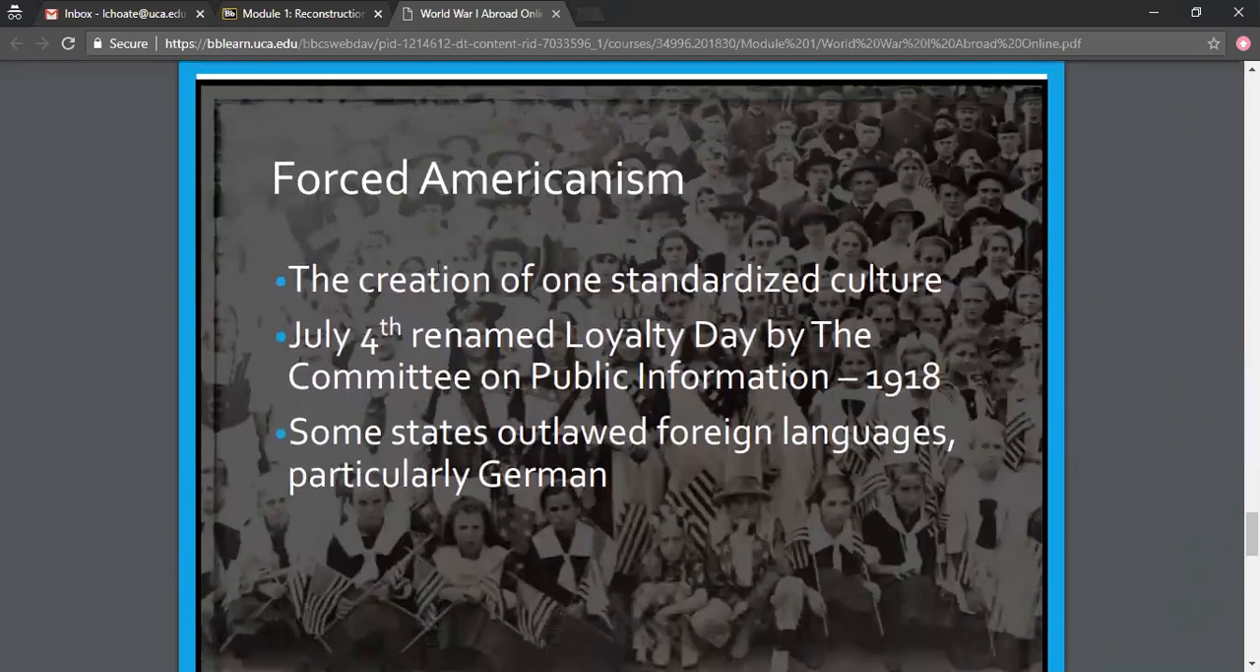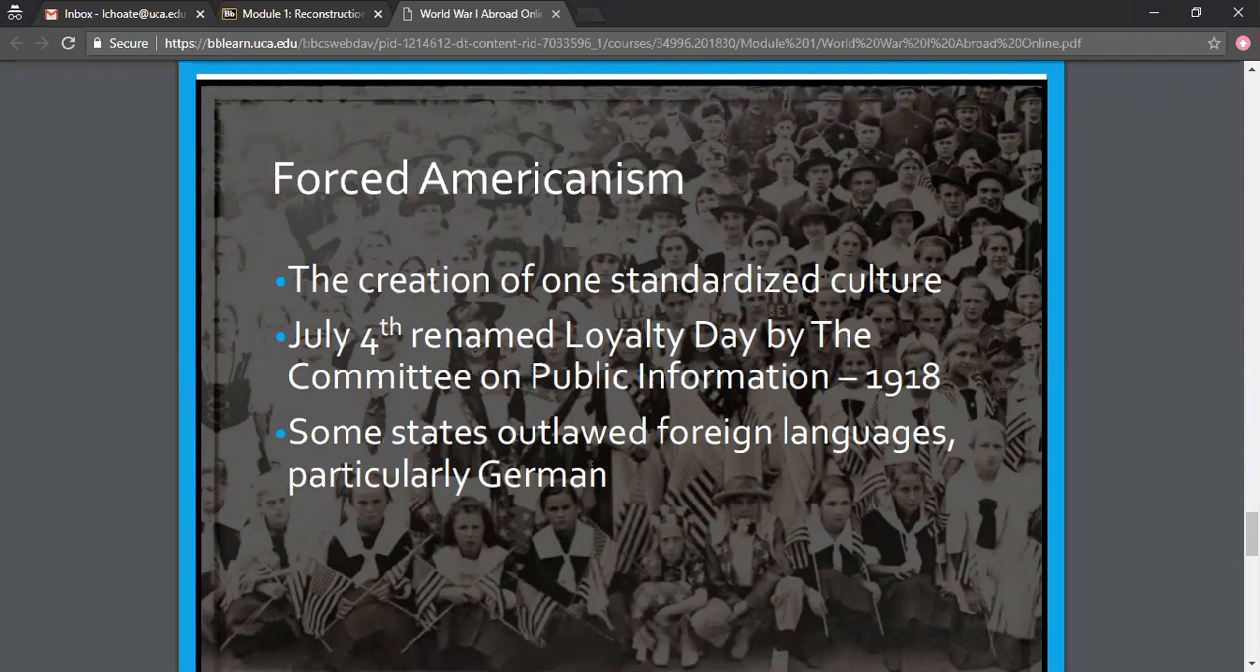What this forced Americanism was doing was trying to create one standardized culture. We're very aware of our diverse culture of immigrants during World War I. We have immigrants in the United States that come from all of the countries involved in the war. And that makes us very nervous. And we want to try to force assimilation and teach those immigrants how to become Americans in order to promote this intense Americanization. Some of the ways that we do that are we try to rename July 4th Loyalty Day in 1918, which is a very different connotation from Independence Day.